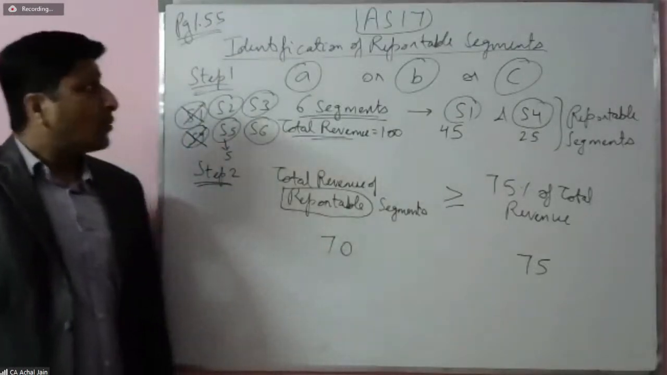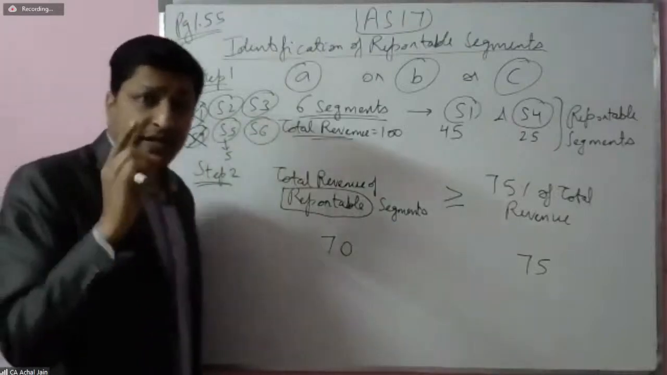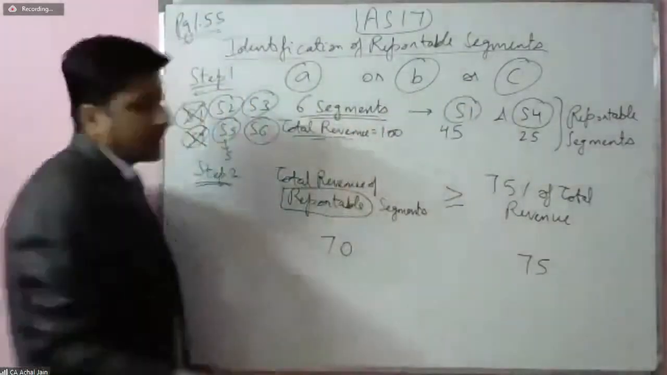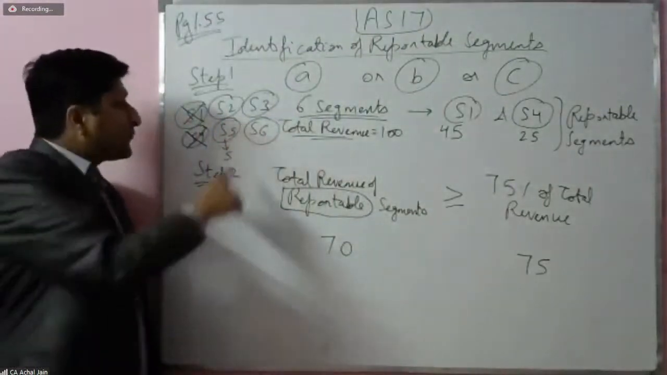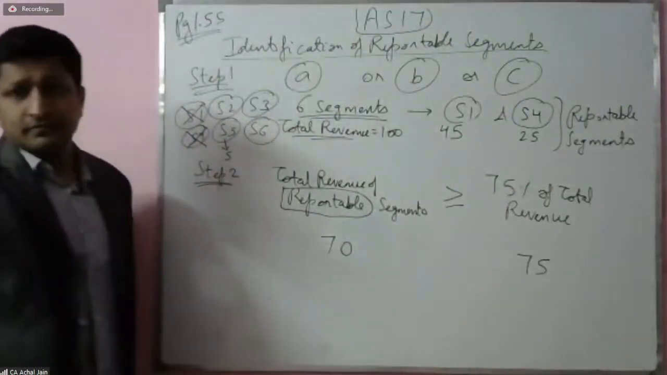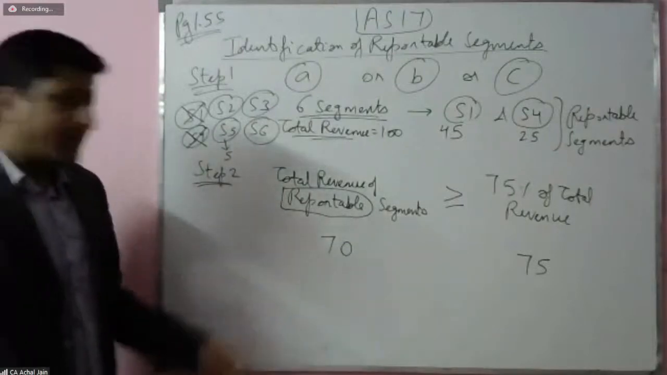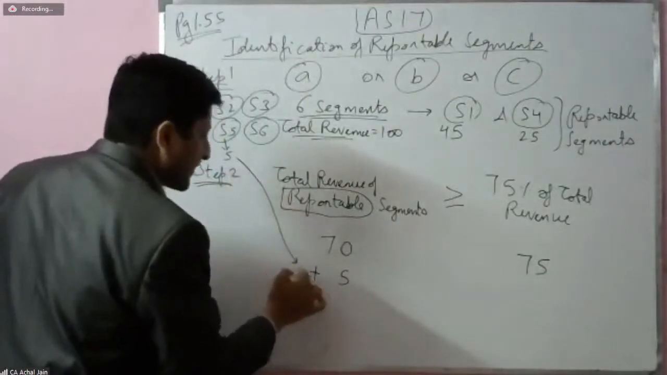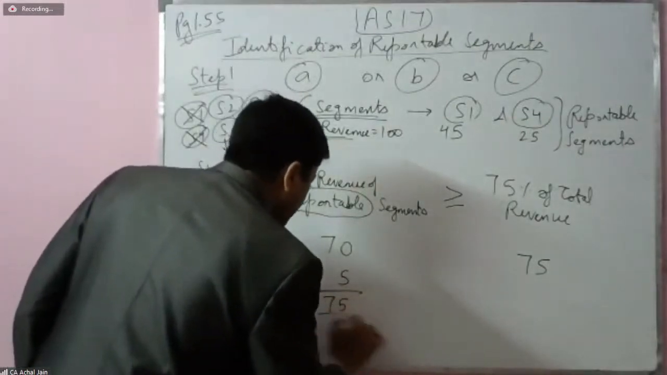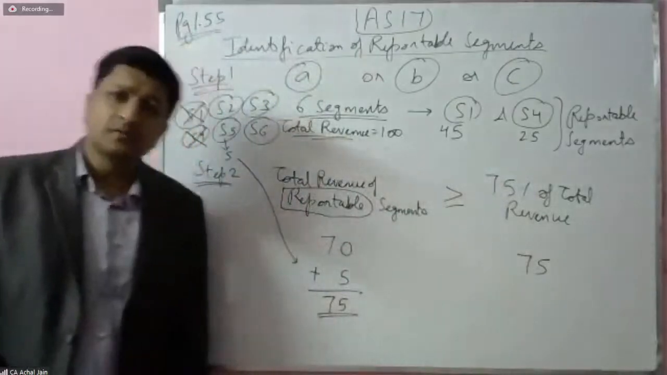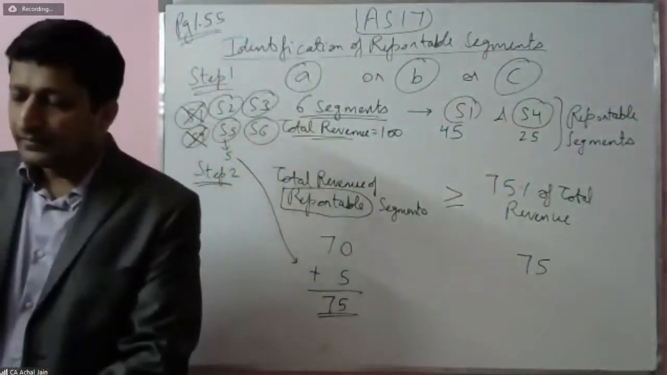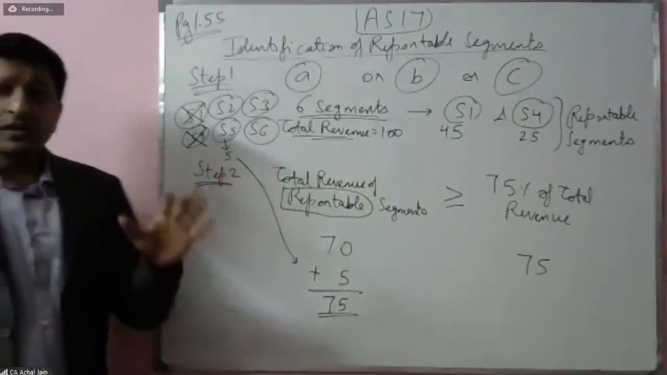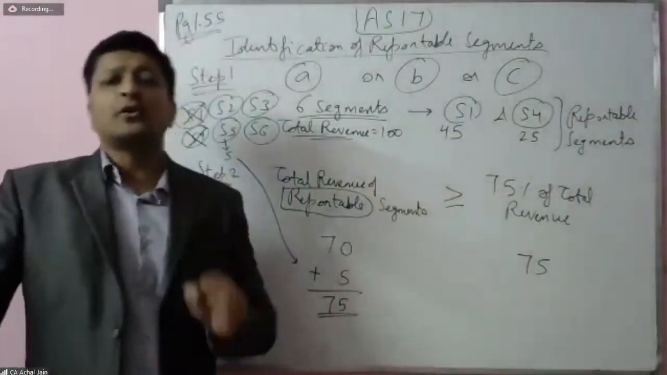Now, irrespective of the fact, I am repeating, irrespective of the fact that S5 does not meet any of these criteria, if we include S5 over here, this criteria will be met. Yes or no? Tell me quickly. If we include this over here, so this criteria as per step 2 will be met or not?